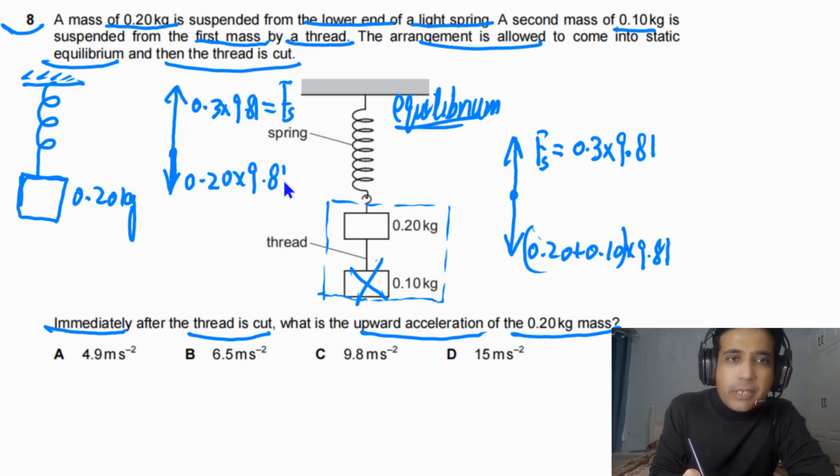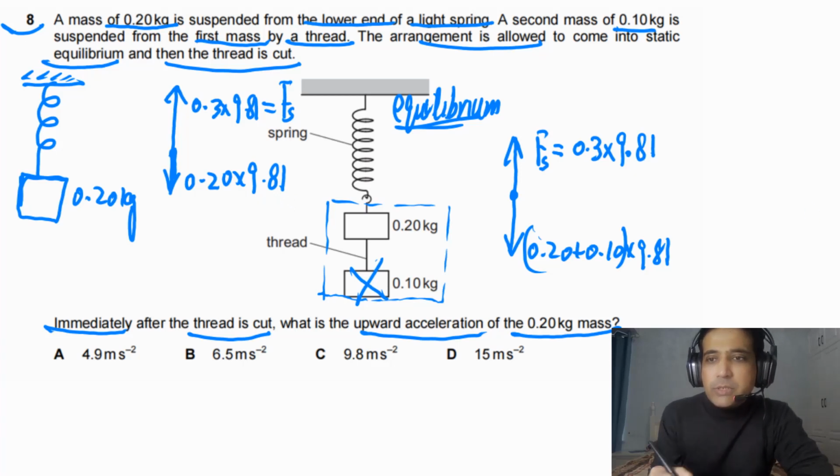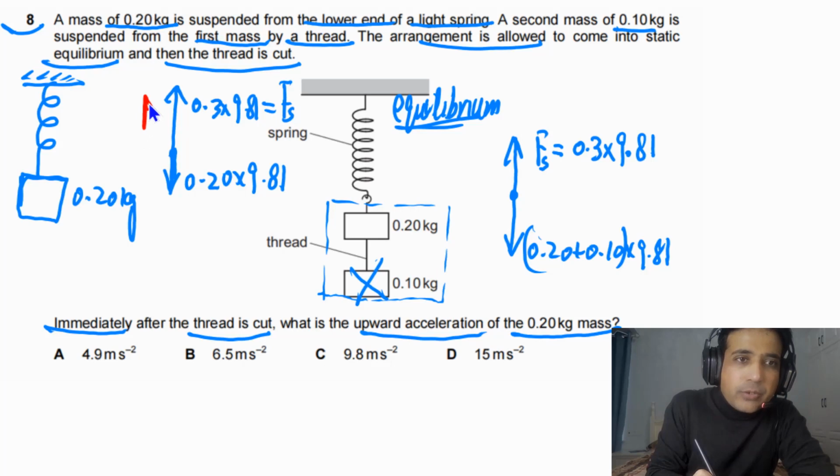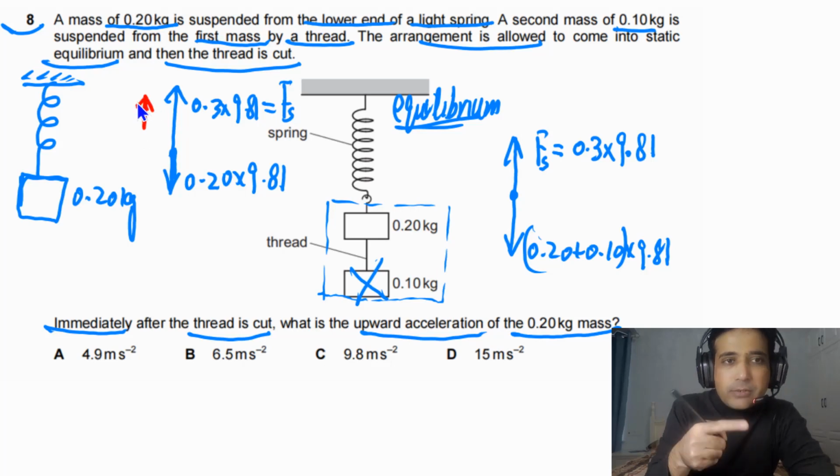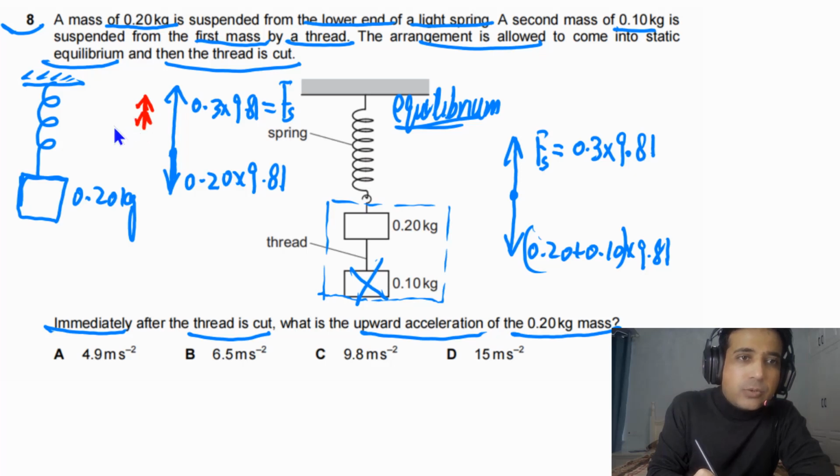So in this case, there is a resultant force, and the resultant force is acting vertically upwards because the force Fs is greater than the weight, and that is up. So acceleration also will be acting vertically upwards, and we need to find the value of this. In order to find the value of a, we simply need to use Fnet. Fnet will be equal to ma, and the mass of the system in this case is only 0.20.